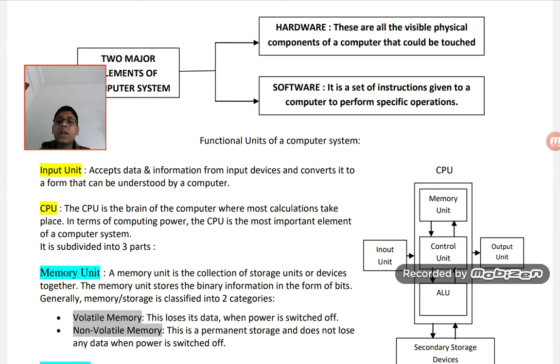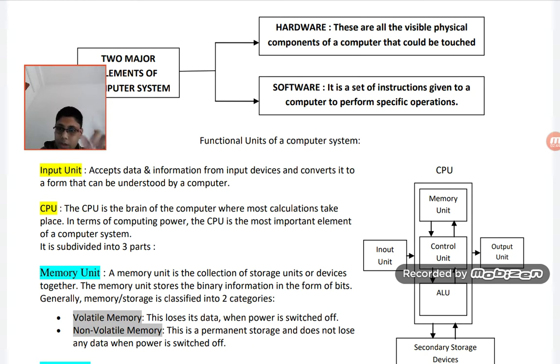Now the CPU. The CPU is the brain of the computer, where most calculations take place. In terms of computing power, the CPU is the most important element of a computer system. As our brain is there, the CPU is the brain of the computer, right? Now the CPU has three subdivided parts.